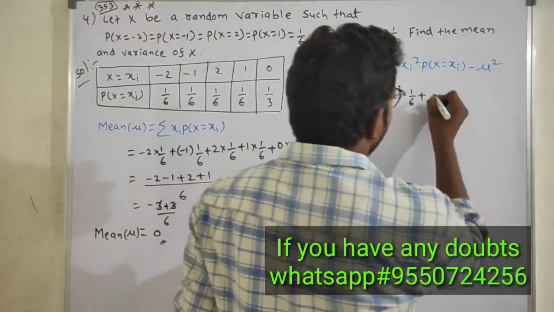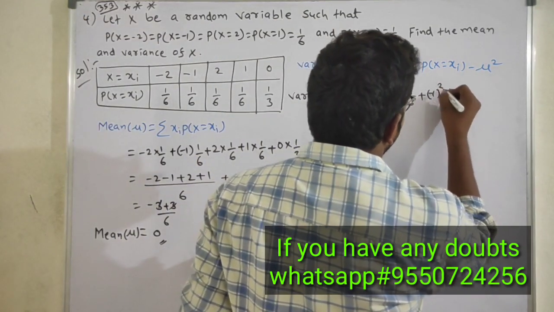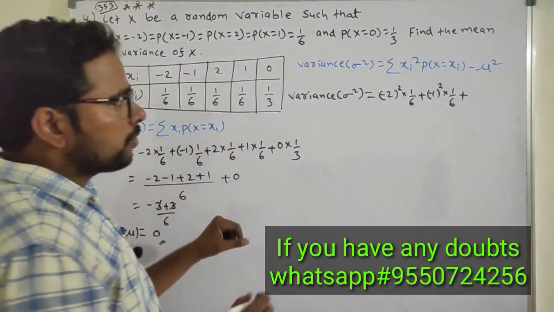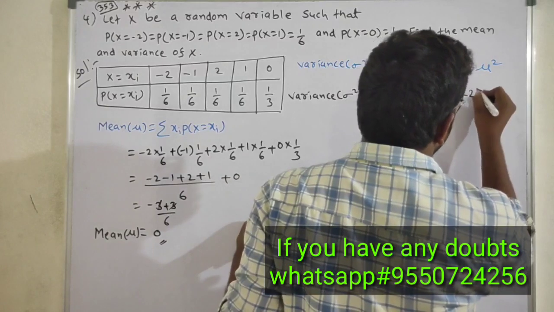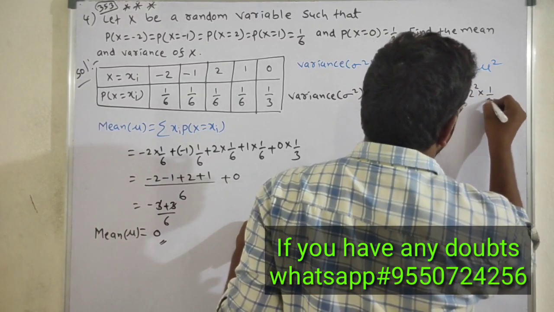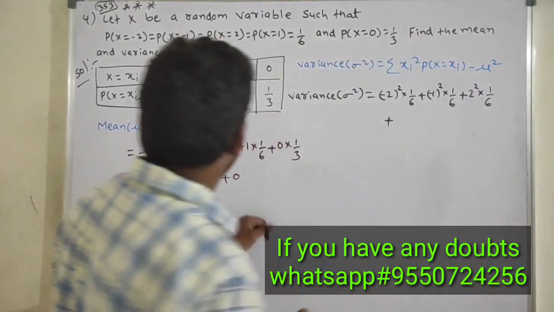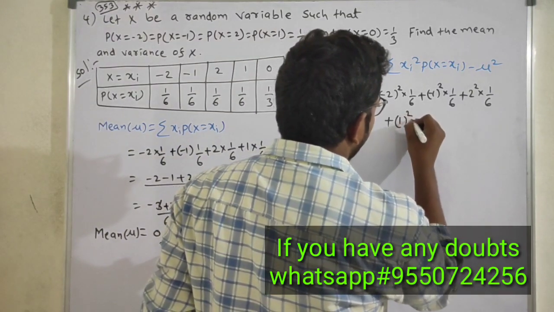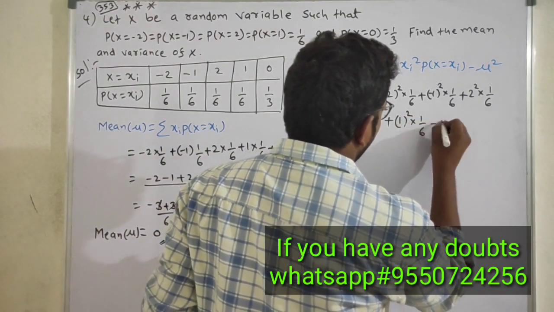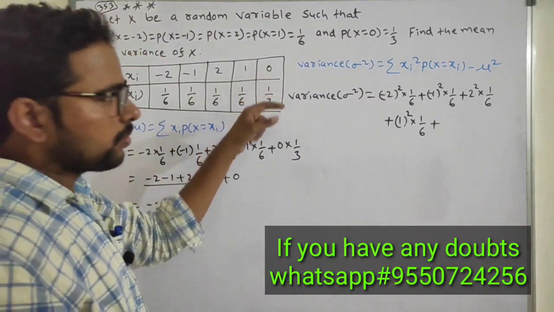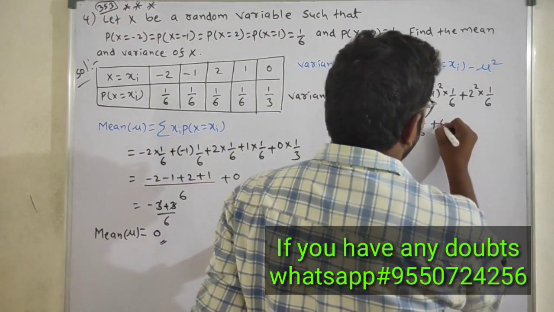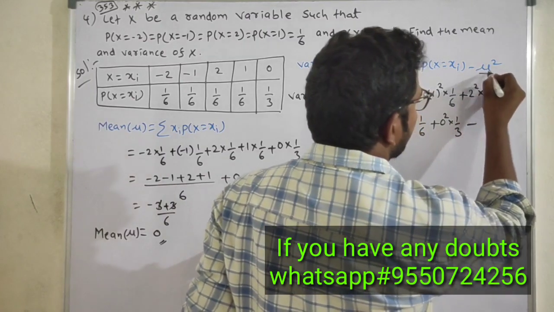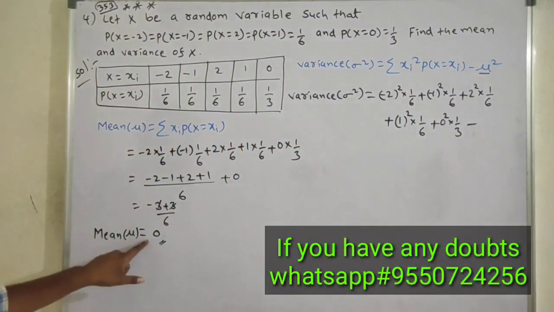Minus 1 square into 1 by 6 plus next outcome 2, 2 square into 1 by 6, plus next outcome 1, so 1 square into 1 by 6, plus next outcome 0, so 0 square into 1 by 3, minus mu square. What is the mu value? 0.